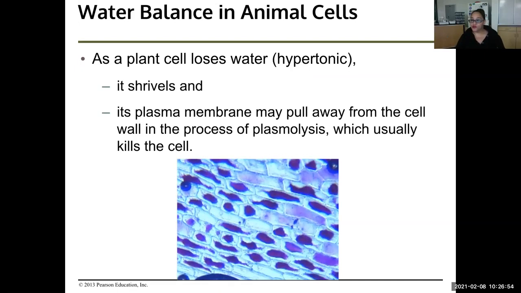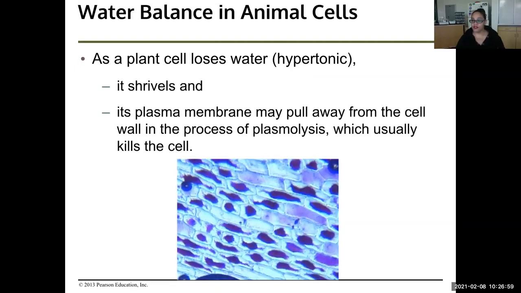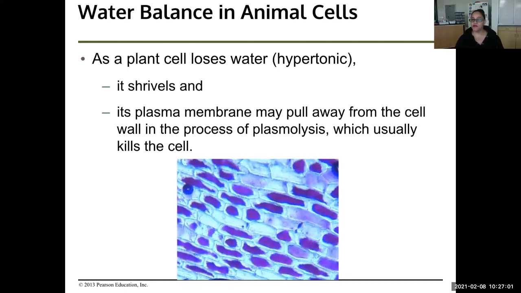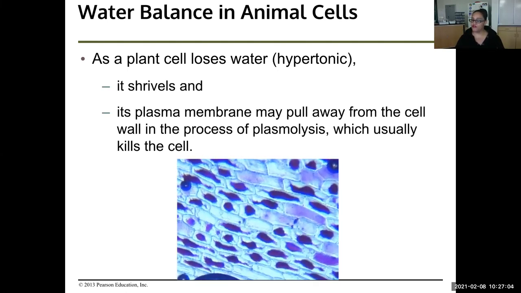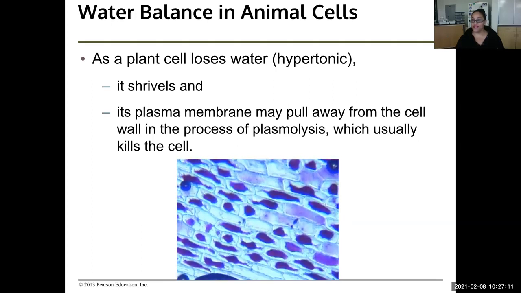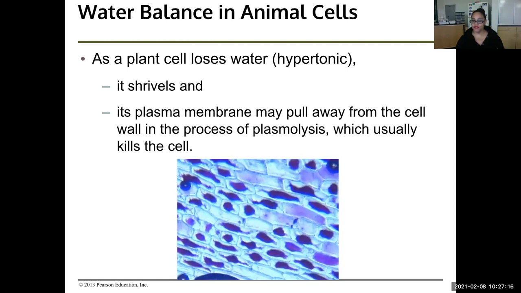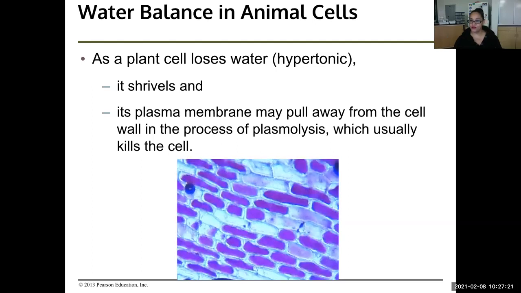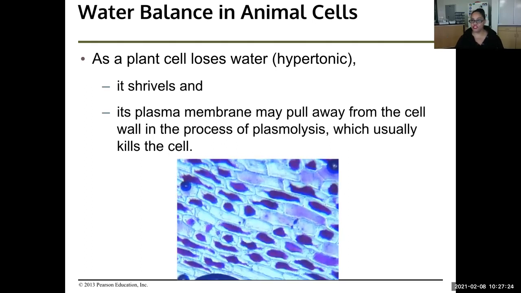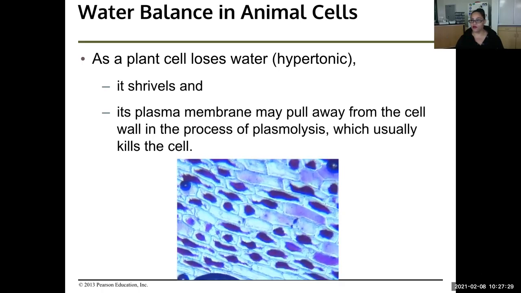So as a plant cell loses water in that last picture, in a hypertonic solution, it shrivels and its plasma membrane pulls away from the cell wall in the process of plasmolysis, which will usually kill the cell. You can see in the GIF, the plant cells start off really full of purple. You can see the cell membrane shrinks and pulls that purple away from the cell wall. And the plant will eventually die, which means they're not getting enough water.